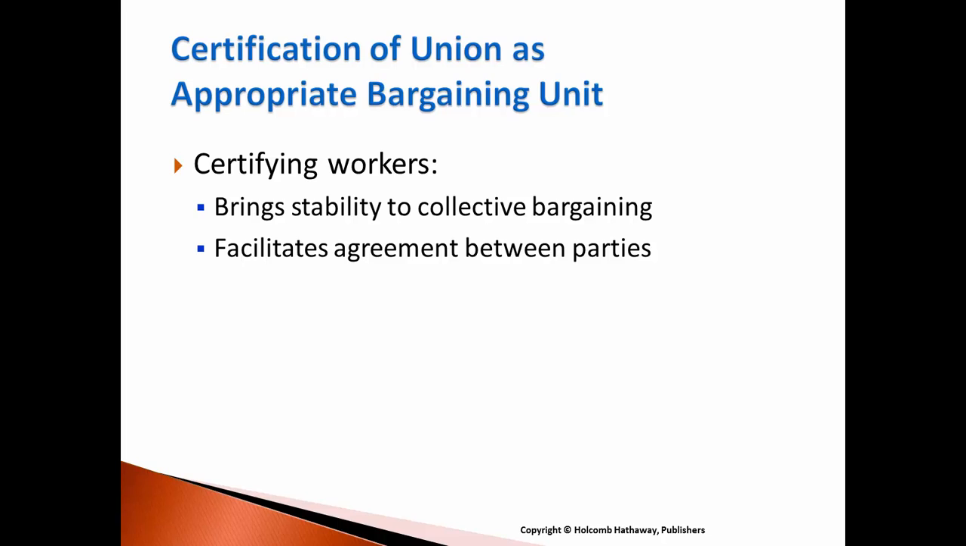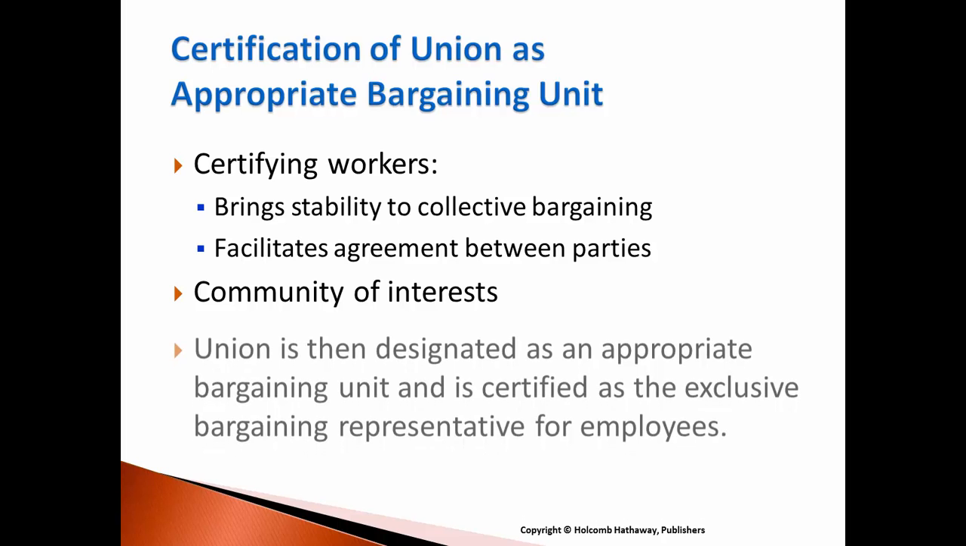They look at commonality of supervision, commonality of personnel policies and work rules, as well as shared work areas and similarity of job duties and working conditions. They also look at the similarity of methods for evaluation and in pay and benefits, and integration and interdependence of operations, as well as the history of collective bargaining between the parties. And then the union is designated as the appropriate bargaining unit and is certified as the exclusive bargaining representative for employees.